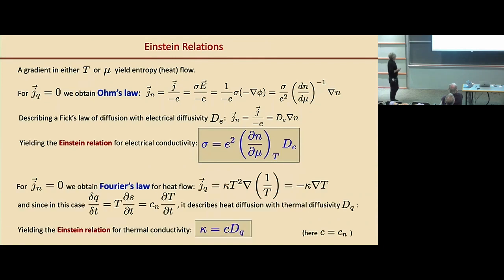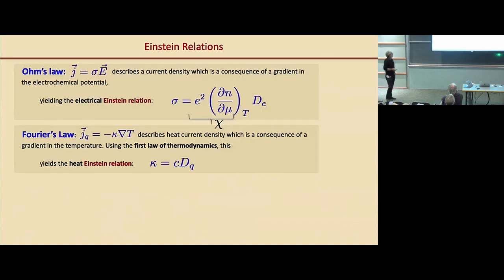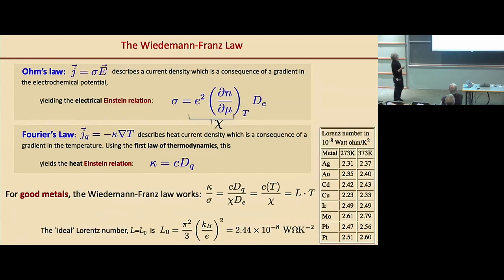Similarly, if you put no convection, only thermal current, you get Fourier's law, and there you have that the heat current is proportional to the gradient of 1 over T as it is written in the Onsager relation, so simply the gradient of T, and the proportionality constant is the thermal conductivity of the material. Okay, this also leads to another Einstein relation, which is the thermal conductivity is the heat diffusivity times the specific heat. And from there, when you have these two Einstein relations, you get the Wiedemann-Franz law.